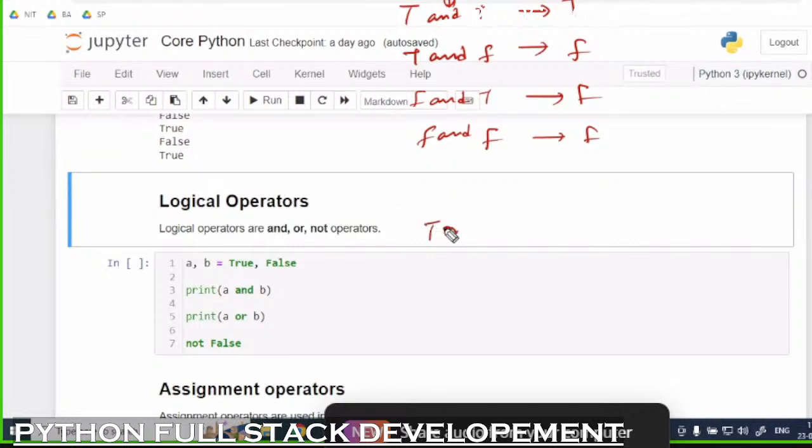When you are coming with 'or', true or true, the output is true. True or false, the output is true because 'or' means any one should be true. One of them is true, one of them is false, means any one is true, right? False or true, any one, again it is true.